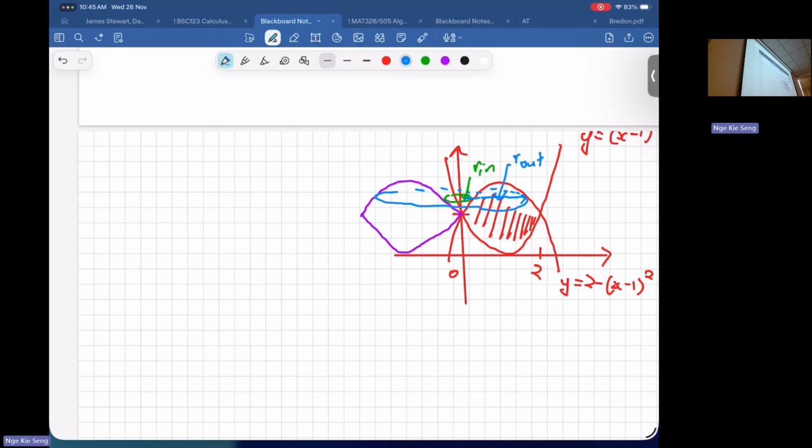But if you draw another R in and R out at the bottom, did you see that their radius is actually controlled by two different functions here? In the first layer you will get something controlled by y equals 2 minus (x minus 1) squared, but at the bottom layer you are controlled by another function. So you need to split the R in and R out.